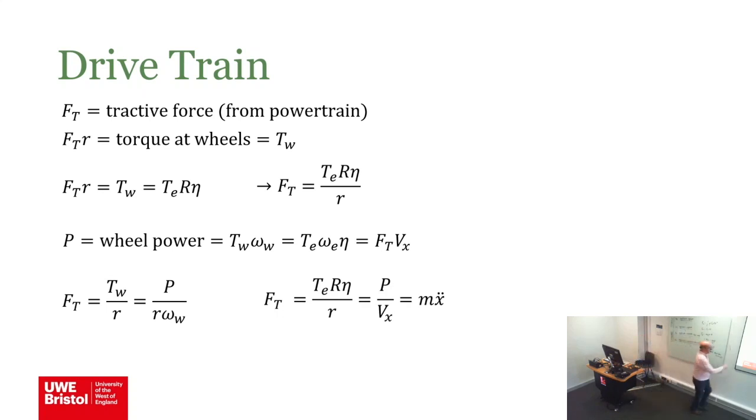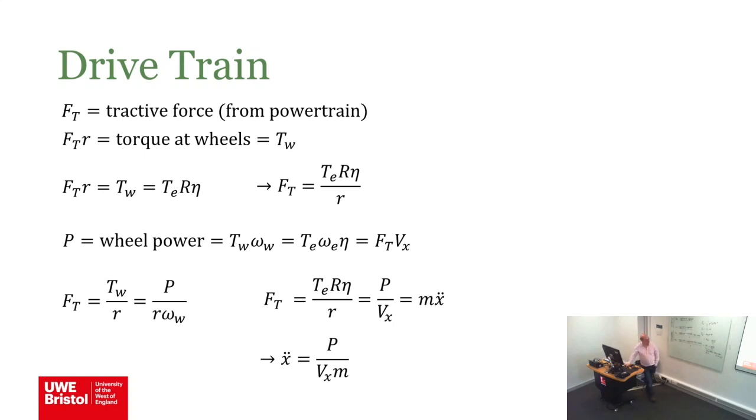So we know that this term equals, where is it? Torque of the wheel. This term, oh yeah, divided by R. Same equation. And we know that this term is the power. Well, this term is the power divided by the speed. So like I said, everything's all connected together.